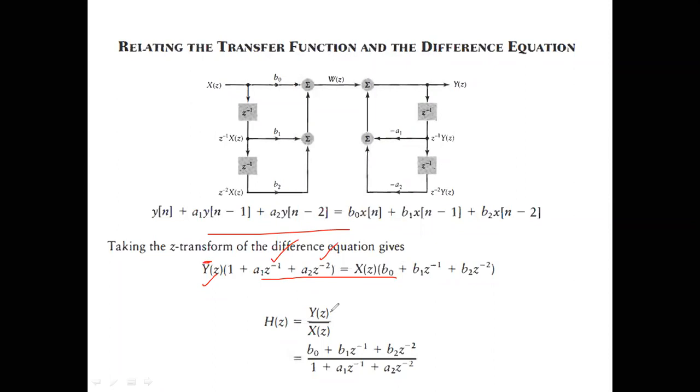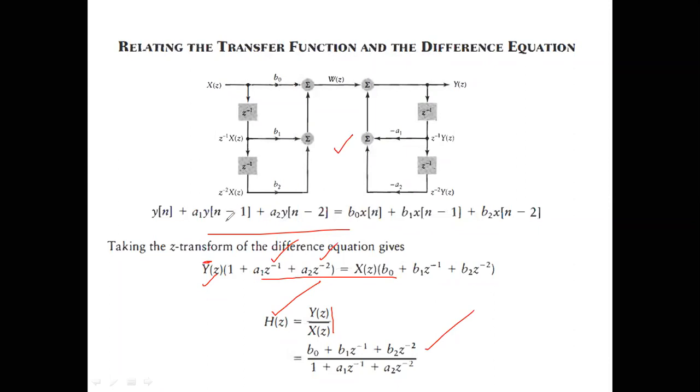Then I will take the ratio Y(z) divided by X(z). That gives me my transfer function H(z). Now see here, I had this particular general circuit. So what did I do? I applied the Z transform.